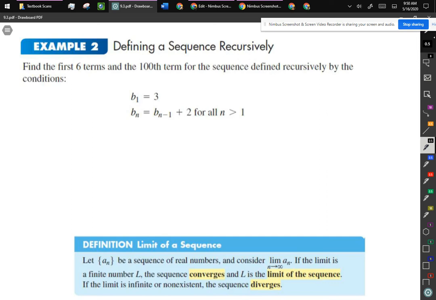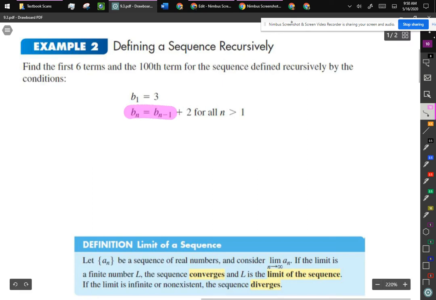All right, so example 2, defining a sequence recursively. Find the first 6 terms and the 100th term for the sequence defined recursively by the conditions. And here what we have, b sub 1 is equal to 3. This is what's known as a base case. Initial condition is a little bit different for calculus. And the recursive definition's right over here.